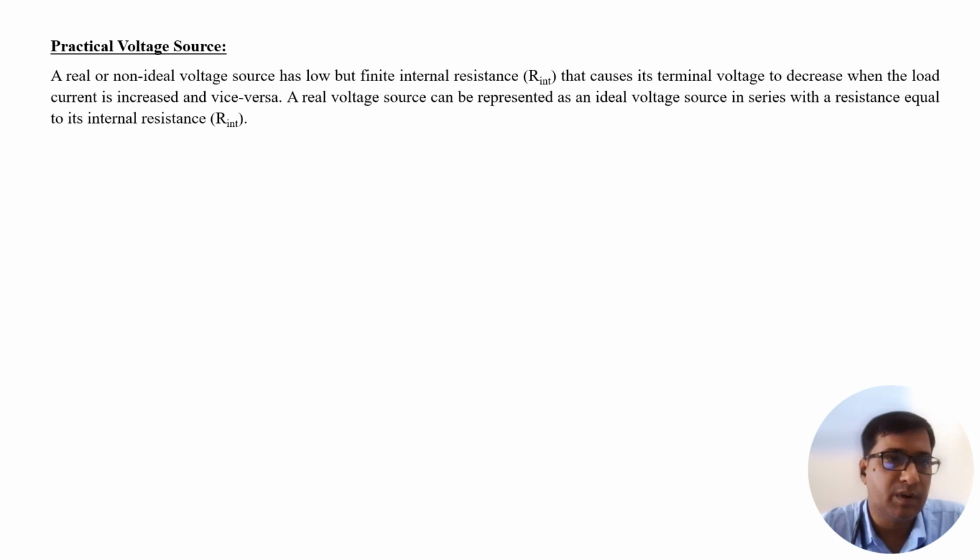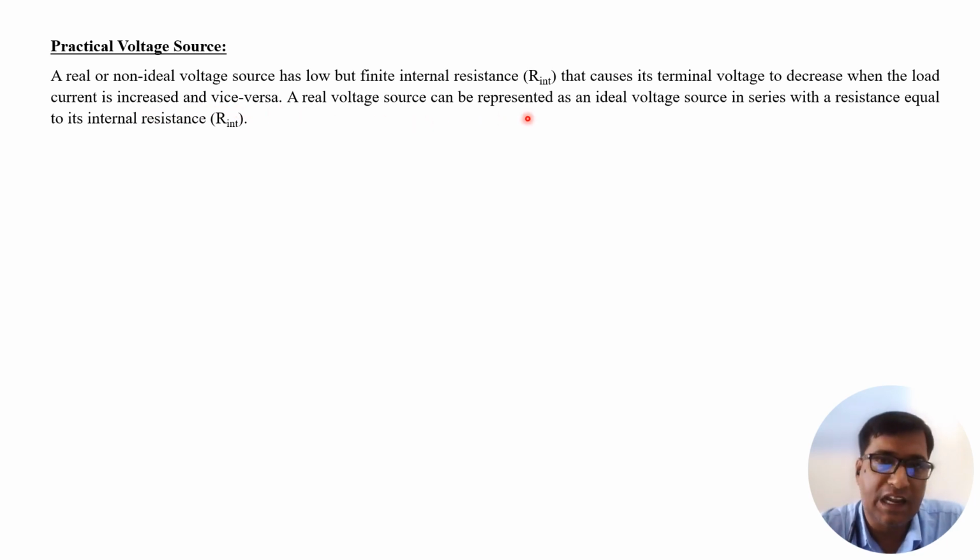voltage is kept constant. But when the current drawn by the load is increasing, the voltage across the terminal of a voltage source keeps on decreasing. The real or non-ideal voltage source has a low but finite internal resistance, that is RINT, that causes its terminal voltage to decrease when the load current is increased, and vice versa.